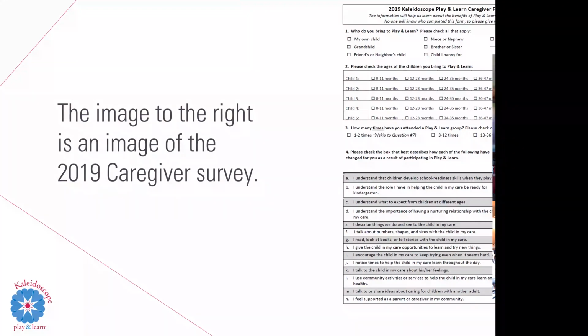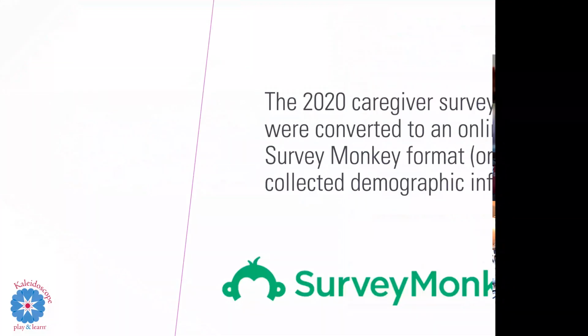And so in 2020, because of the pandemic, we had to change the process. And so in 2020, the surveys were not hard copies, not paper copies. They evolved into an online survey. And this online survey only collected demographic information. So it didn't collect the open-ended questions that we typically ask. So it was a modified version. So now we're in 2021.